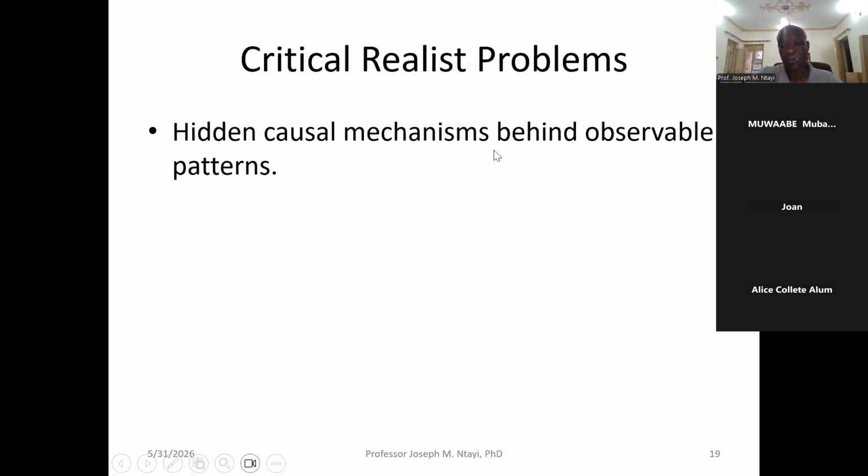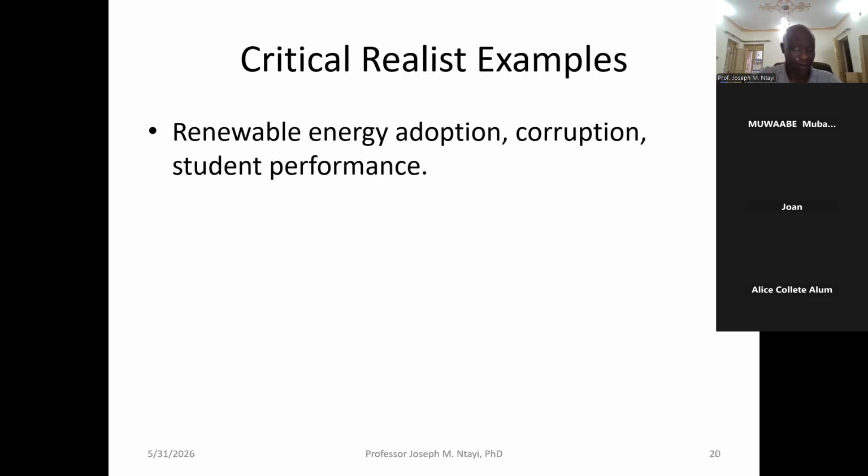So if we want to understand them, then we have to deal with them, because these hidden mechanisms behind the observable patterns actually mean a lot, and we must understand what they are, ladies and gentlemen. So that is an example that we can pick that allows us to use critical realism.